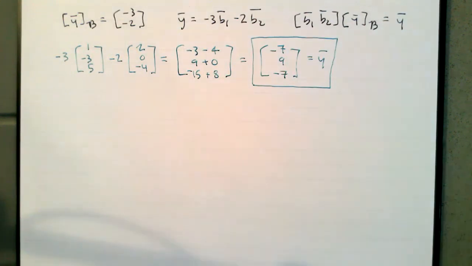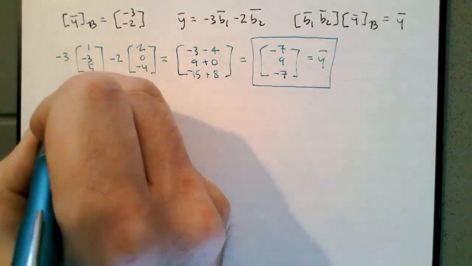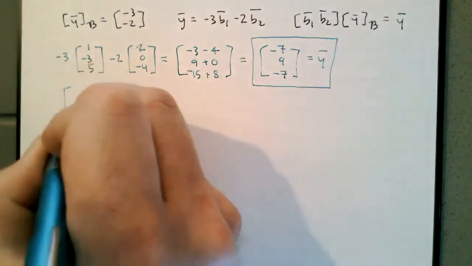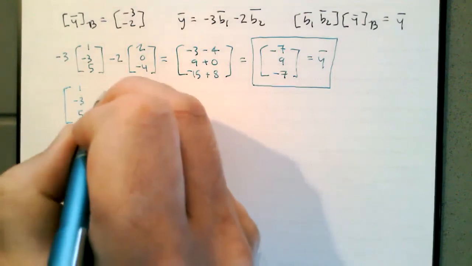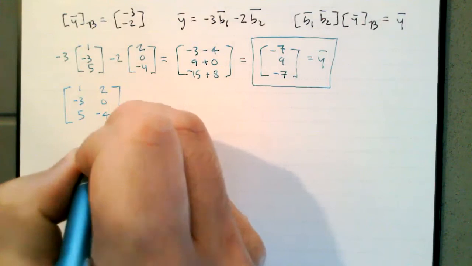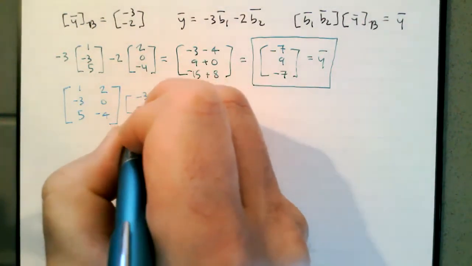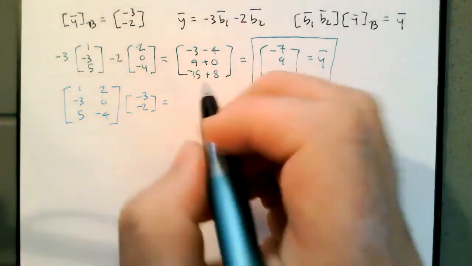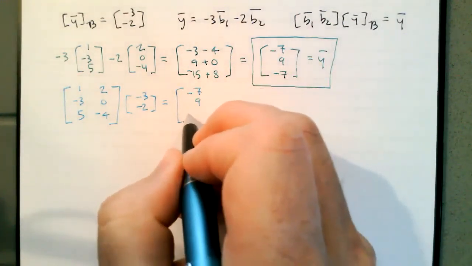We could also do this in the equivalent matrix way by multiplying the matrix with the standard coordinates of the b vectors by the b coordinates of y. And this is the same calculation that we just did.